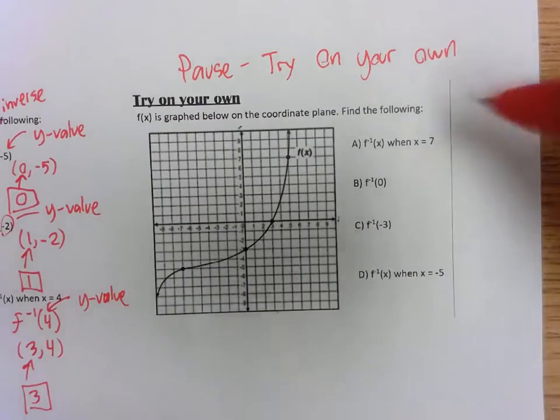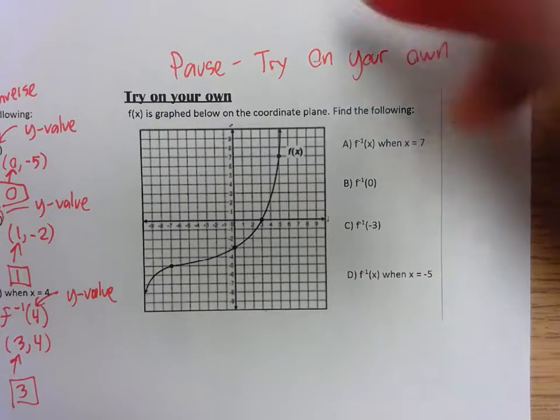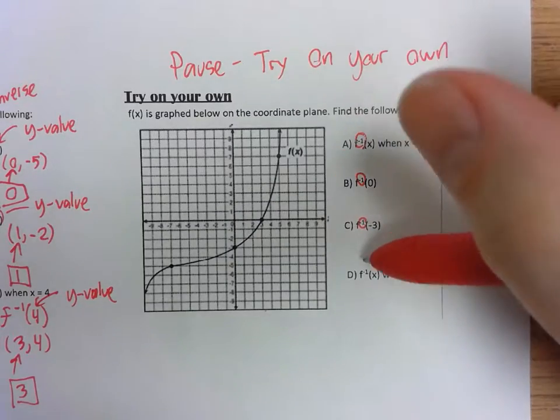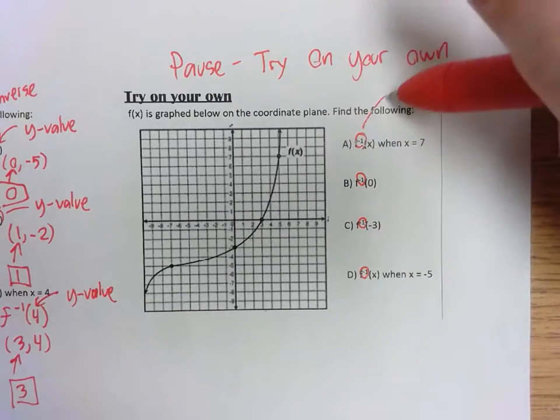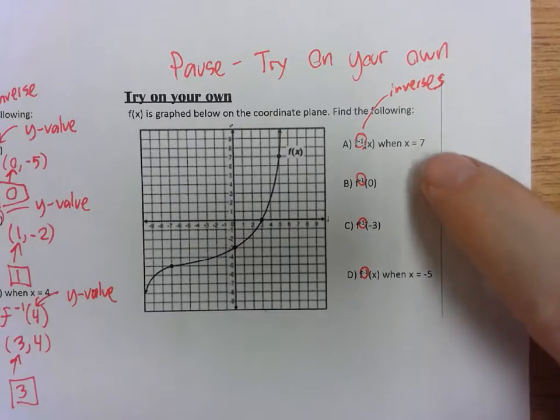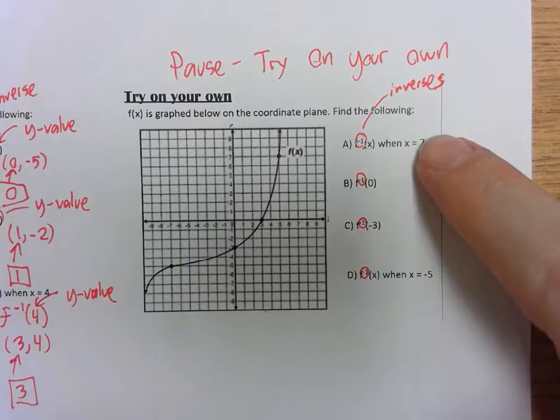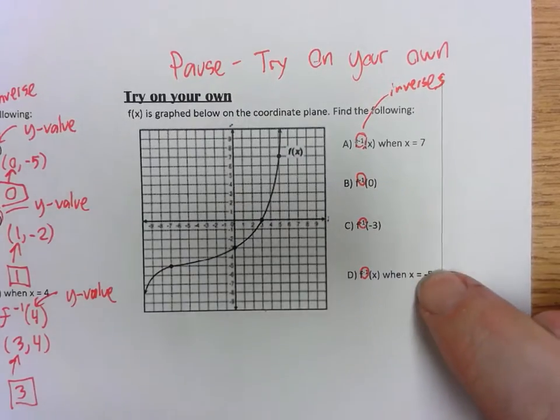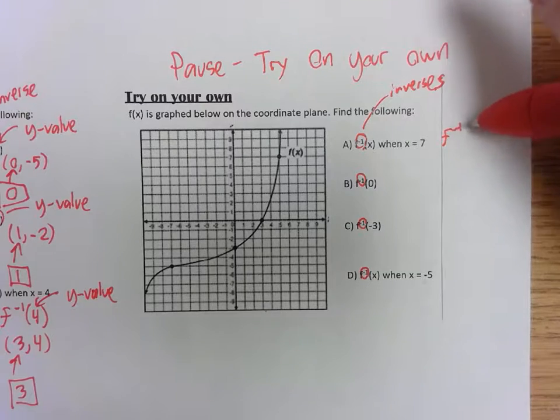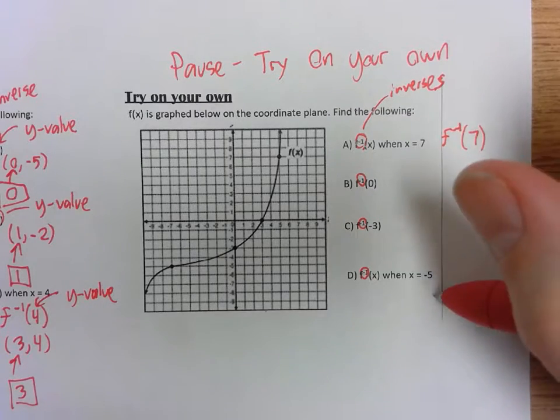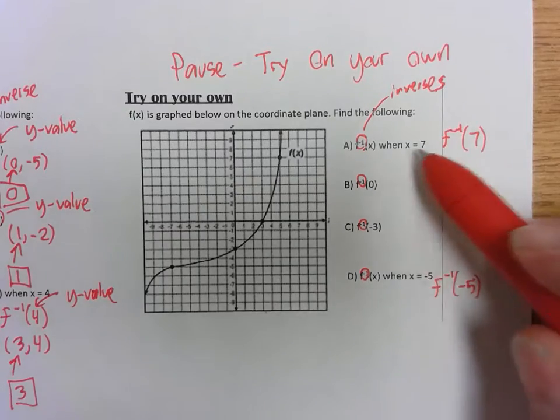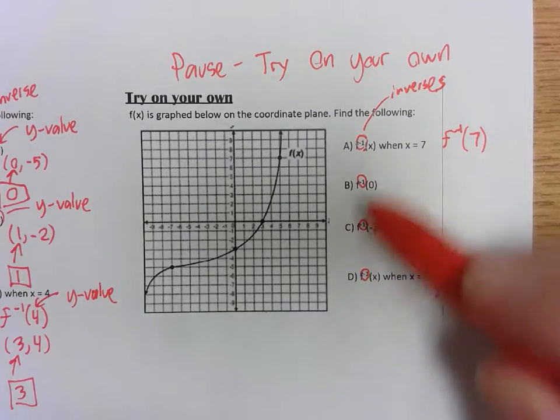Okay, so I want to start by looking at these coordinates. Remember, these are all inverses, all those little -1s. That's a notation for inverses. Consequently, these are all y values. So 7, 0, -3, and -5 are all y values. This is f inverse of 7. This is f inverse of -5. So don't be fooled by this when x is. It's still going to be the same notation as this.